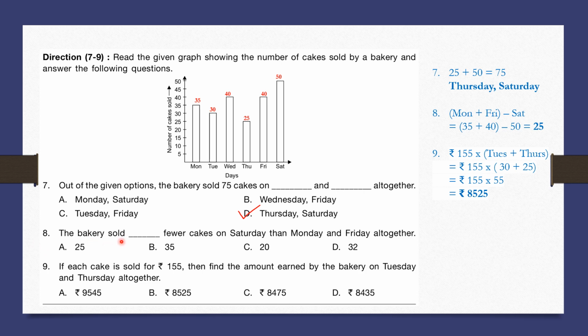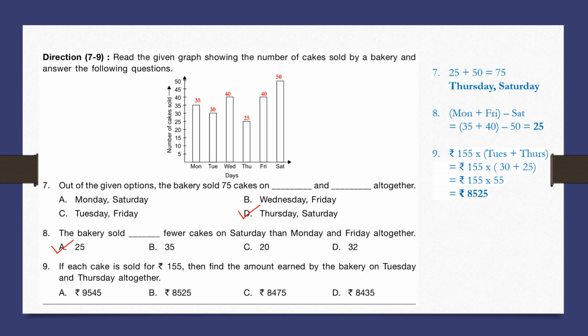The bakery sold blank fewer cakes on Saturday than Monday and Friday altogether. So we have to add the cakes sold on Monday and Friday and subtract the cakes sold on Saturday. So Monday is 35, Friday is 40. So 35 plus 40 and then subtract the cakes sold on Saturday, which is 50. So 35 plus 40 minus 50 equals 25. So our answer is option A.